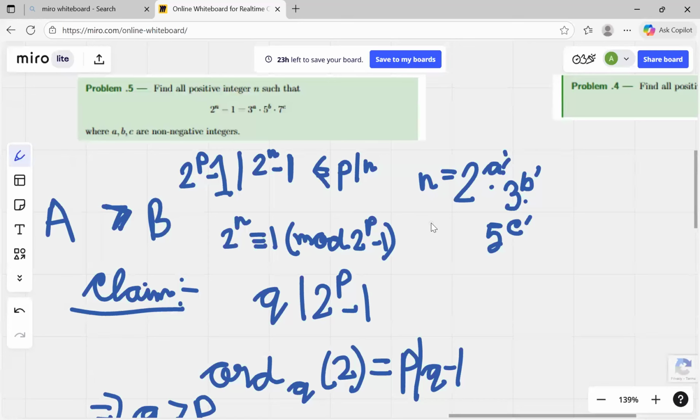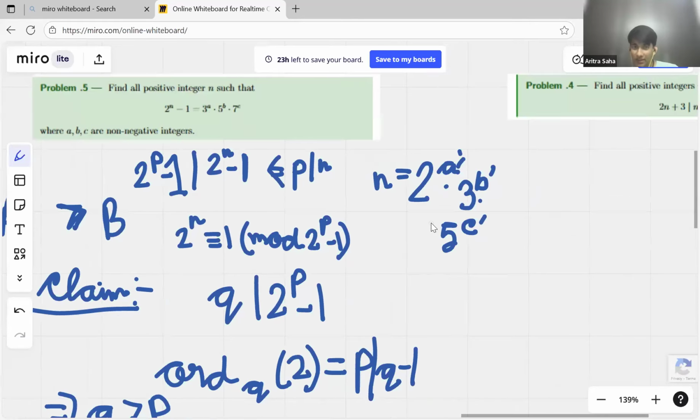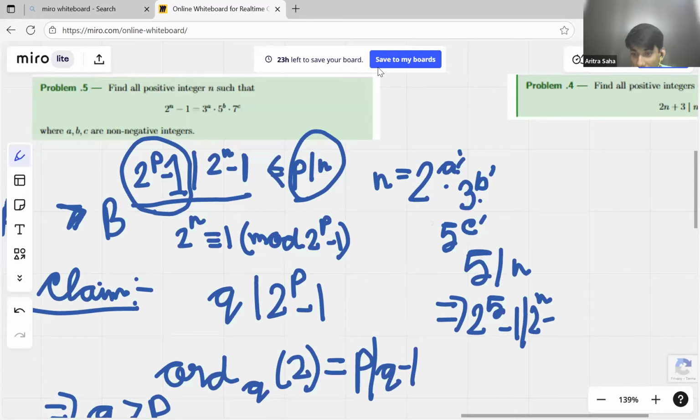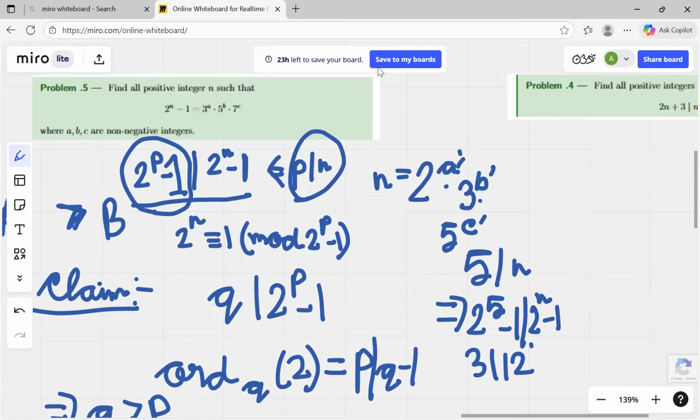What if we use LTE to get something about V3 of 2 to the power n minus 1? Don't go into LTE stuff. You know that for any prime divisor of n, you have this. So if you can make another prime number, which is not 3, 5, 7, you will be done. So basically, if 5 divides n, you will directly get that 2 to the power 5 minus 1 divides 2 to the power n minus 1, which means 31 divides 2 to the power n minus 1, which is directly false. So it can't even have 5.